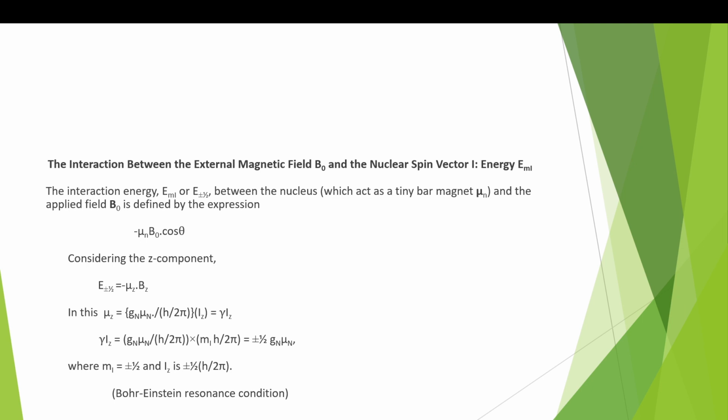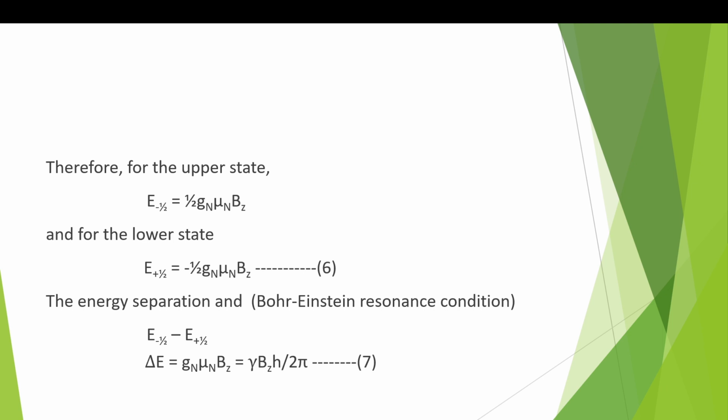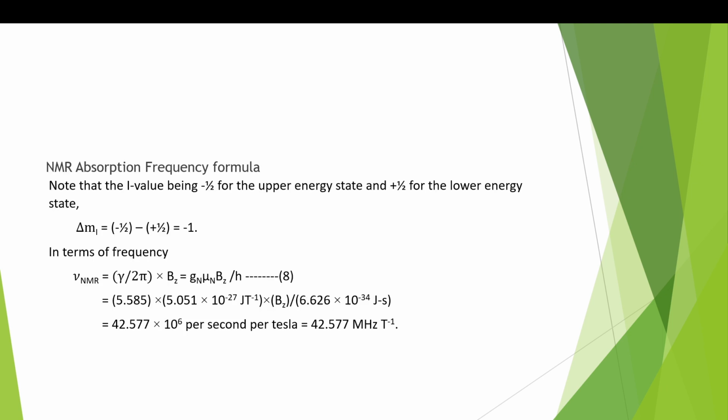Interaction between the external magnetic field and the nuclear spin vector. The formula is minus mu_n B0 cos theta. Bohr-Einstein resonance condition. In terms of delta E, the value is gamma h-bar Bz. In terms of frequency, it is gamma by 2 pi multiplied by B, the magnetic field.